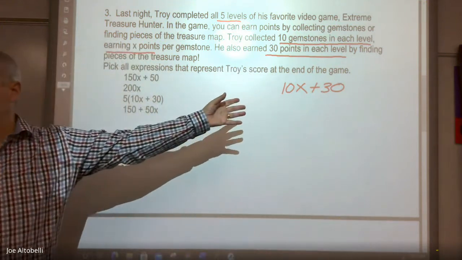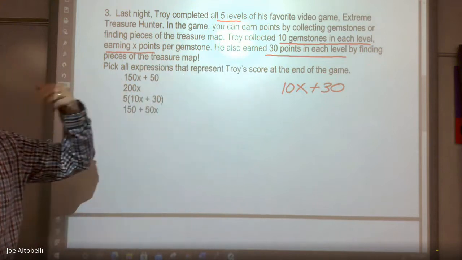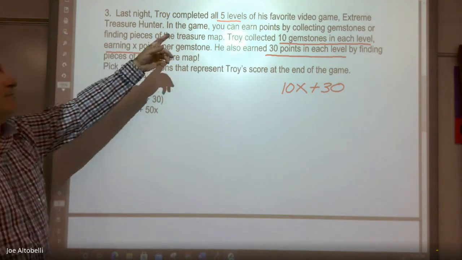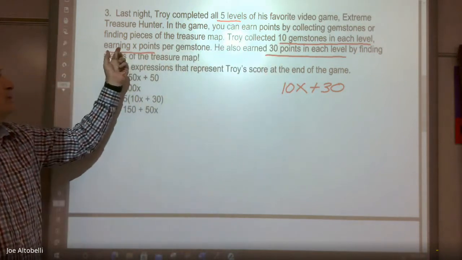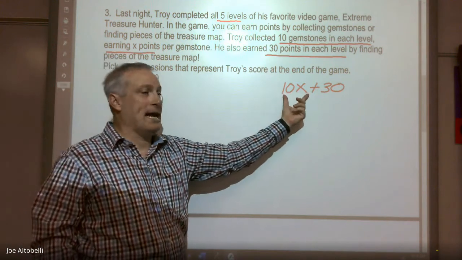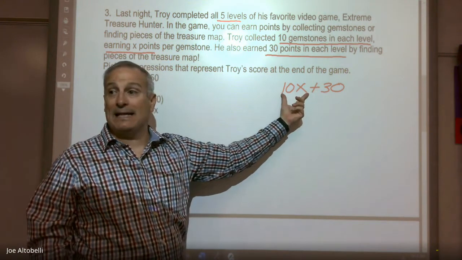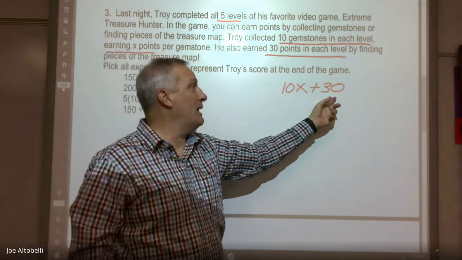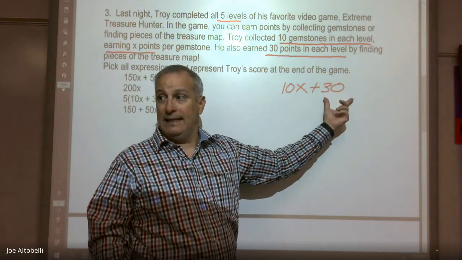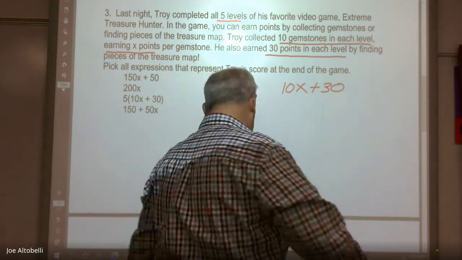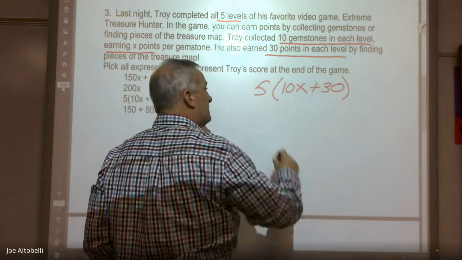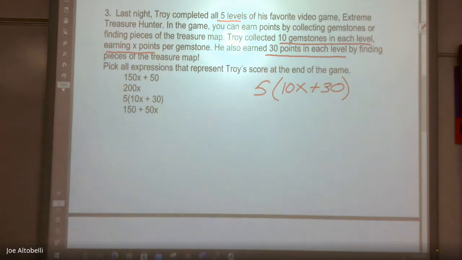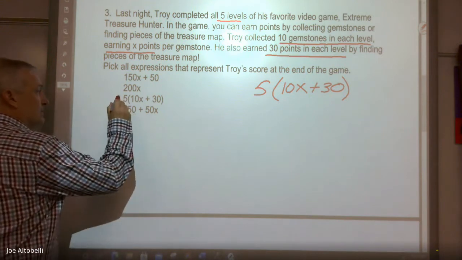Okay, this isn't the final answer. It's just a starting point, and I want to talk about it. Okay, so there are 5 levels, but on each level, he got 10 gemstones, which are X points. So that's 10X. Okay, and he did that on each level. He also got 30 points on each level. And how many levels are there? 5. That's why we have this times 5. Because he did that on each level. So then it's times 5. So that is this one right here.